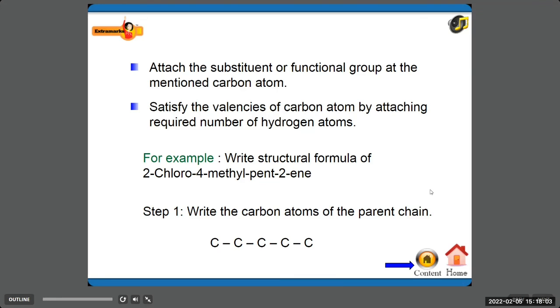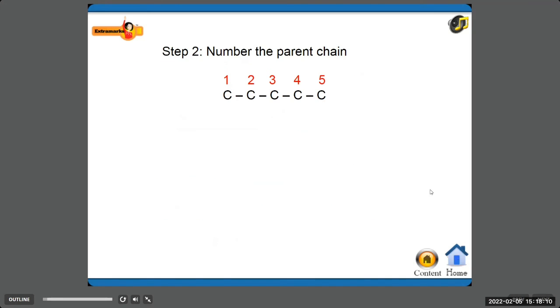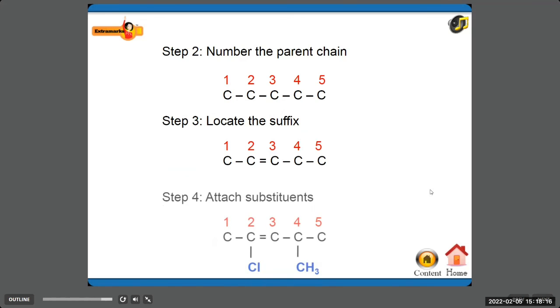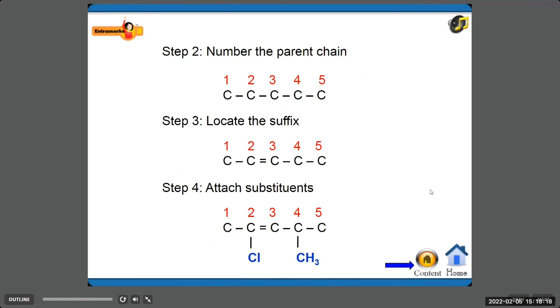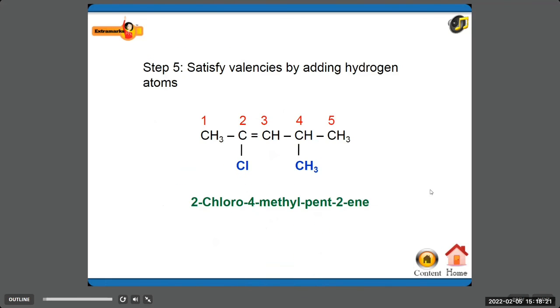For example, write structural formula of 2-chloro-4-methylpent-2-ene. Step 1. Write the carbon atoms of the parent chain. Step 2. Number the parent chain. Step 3. Locate the position of bond. Step 4. Attach substituents. Step 5. Now, satisfy valencies of carbon atoms by adding hydrogen atoms. On combining all these steps, we can name this compound as 2-chloro-4-methylpent-2-ene.